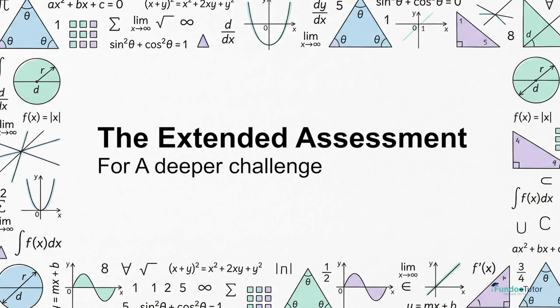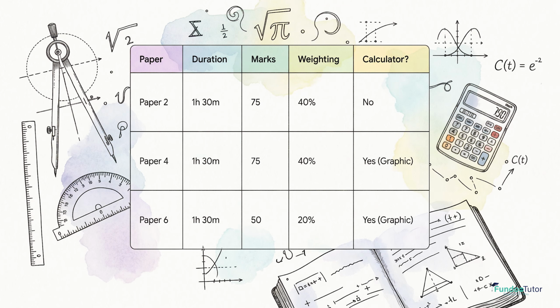Now, for all of you who are looking for that deeper challenge, let's check out the extended assessment. This is the path for anyone aiming for those top marks. You'll see it looks kind of similar, but everything is turned up a notch. For the extended tier, you'll be sitting papers 2, 4, and 6. Just like with core, there's a non-calculator paper, that's paper 2, your big theory paper, paper 4, and the combined investigation and modeling paper, which is paper 6. Both require a graphic display calculator. The weighting is exactly the same as core. Those first 2 papers make up 80% of your grade, and that last one is worth the final 20%.